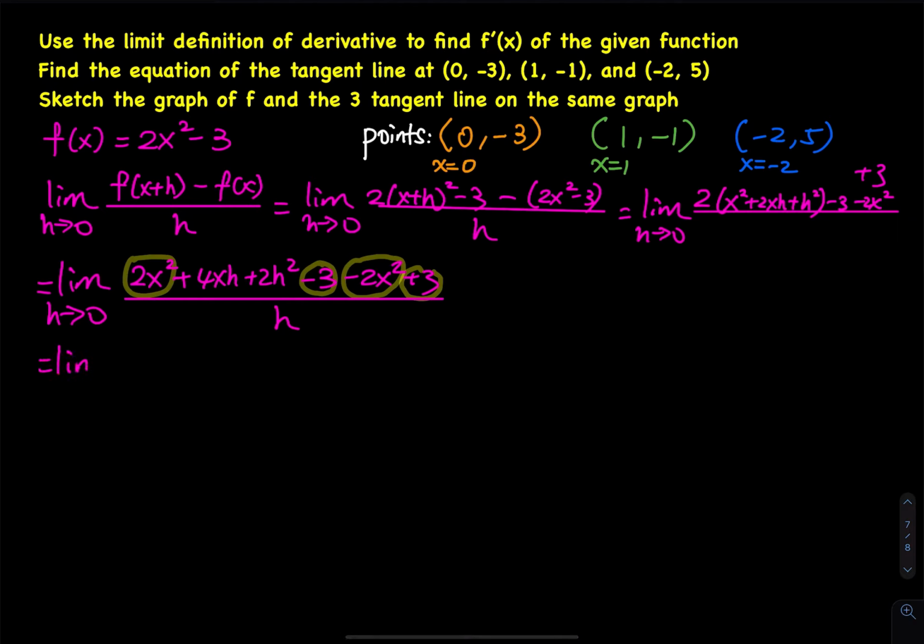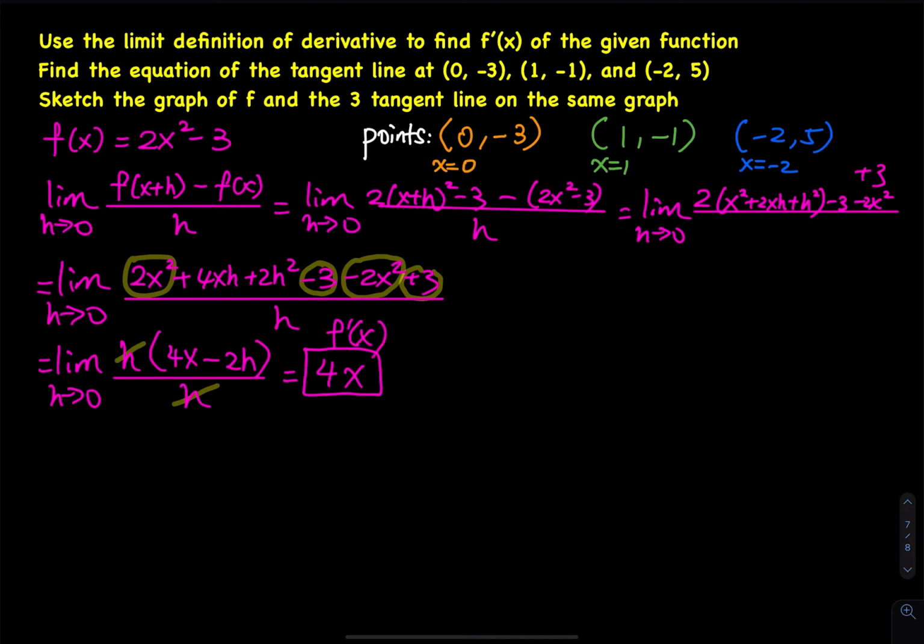So the limit as h approaches 0. We factor 1 h out, and then we have 4x plus 2h divided by h. So now we get rid of this h, so the denominator is gone. It is safe to plug in h equals 0. So as soon as h goes to 0, we have 4x. What is 4x? This 4x is called f prime of x. This answer has a name.